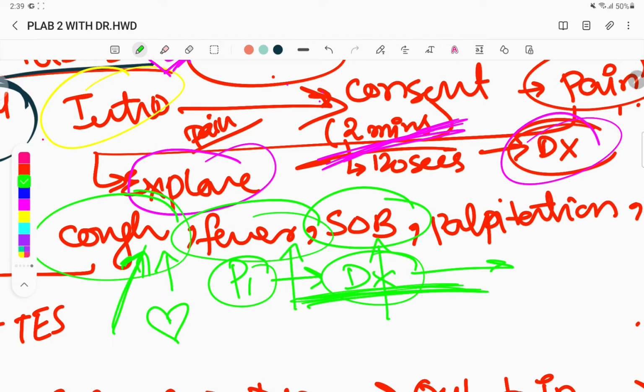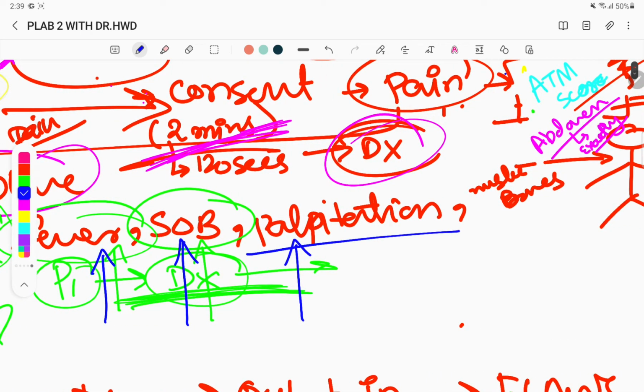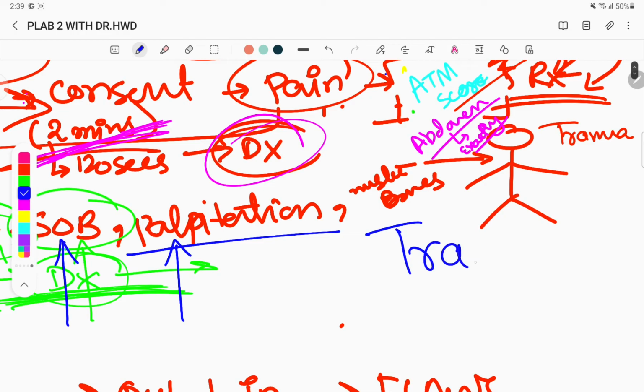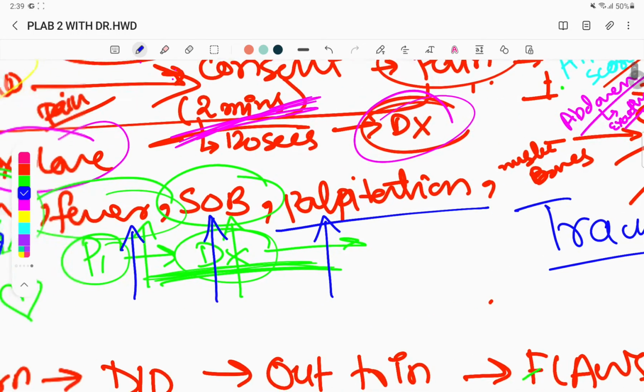Now, this is after you've asked your P1. After you've asked your P1, you have to definitely explore these. Shortness of breath, palpitation, and trauma. That's also very important. Trauma.